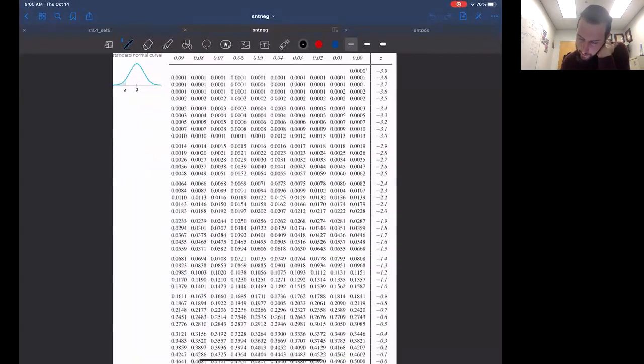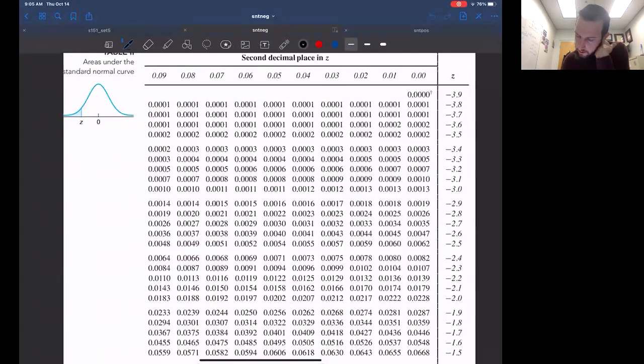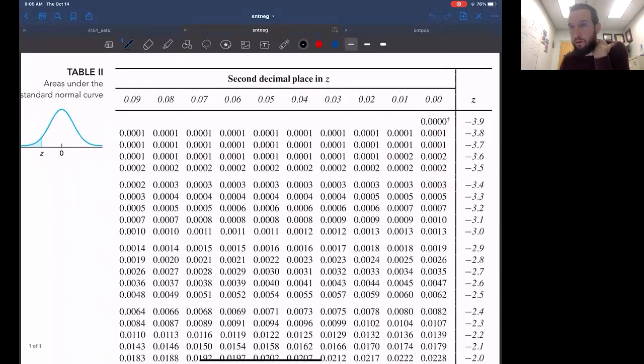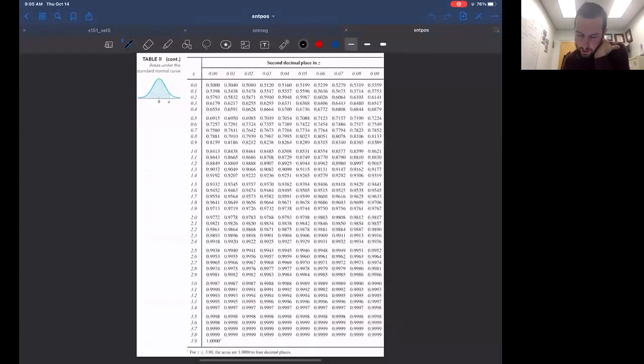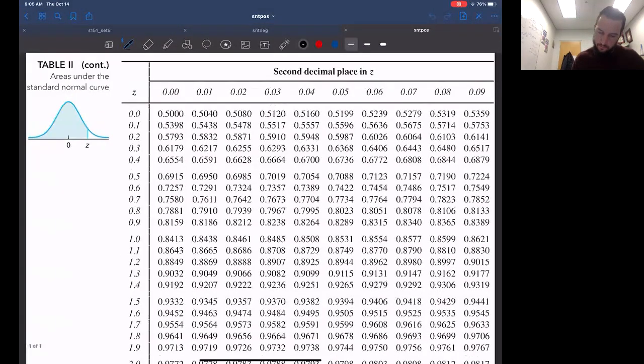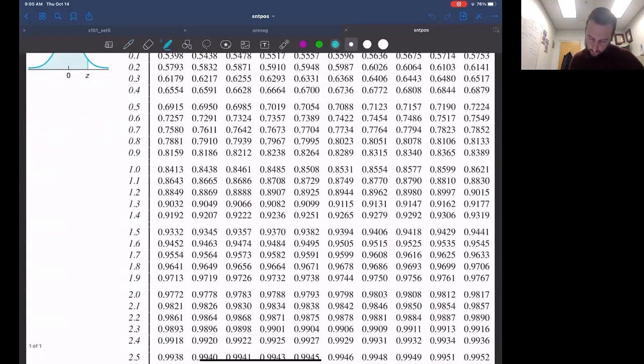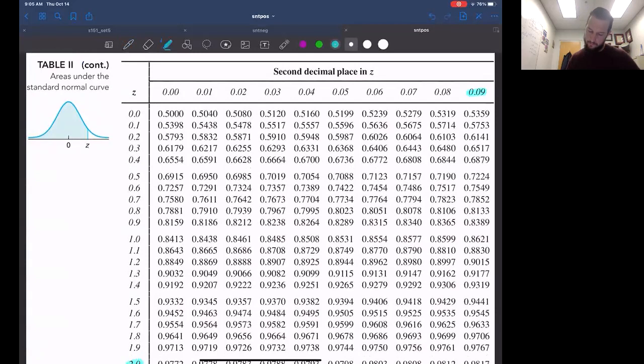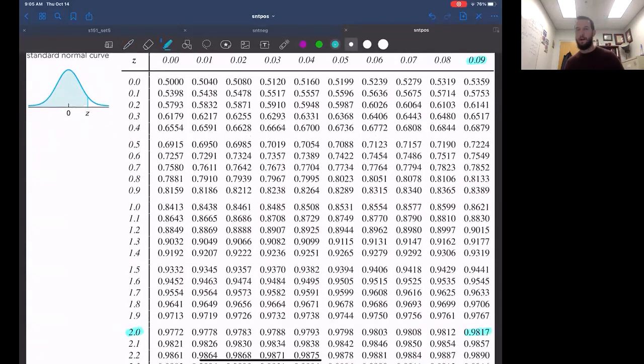Okay, so here's page 1 of my normal table. Page 1 are all the negative values. That's not useful to me right now because I want the positive values. So I go to page 2. Now what I'm going to do is look up 2.09. So here's 2.09. And here's 0.9817. Okay, so what I have found here is the area to the left of 2.09. So this is the probability that Z is less than 2.09.